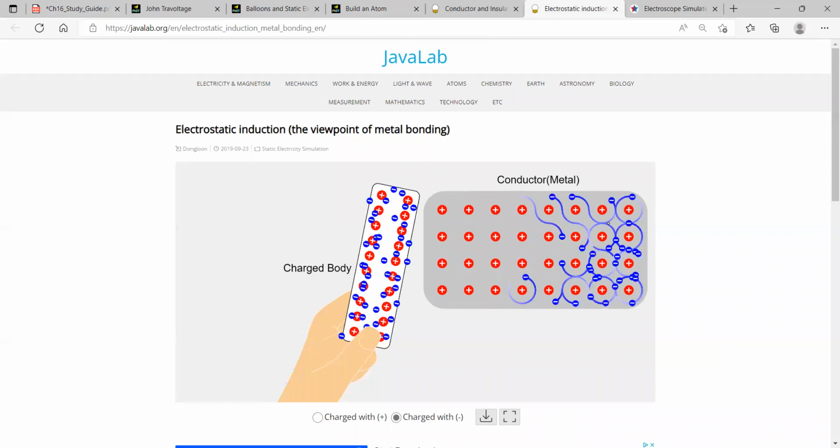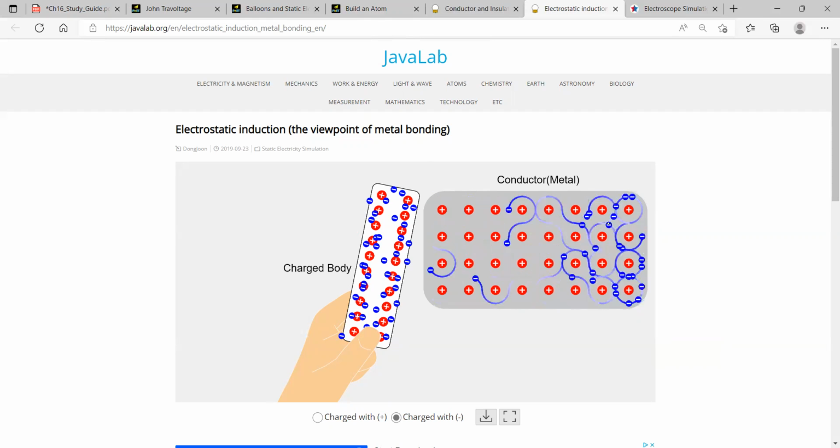Right. So if we now cut at the middle, one side will be positively charged, and the other side will be more negatively charged. So this is the method we call the method of induction. By induction we can also charge an object.